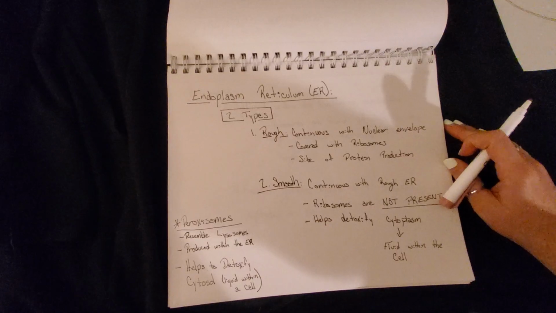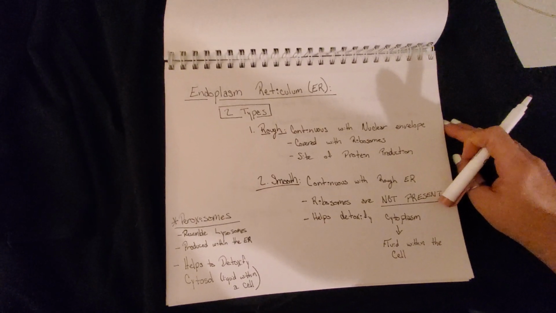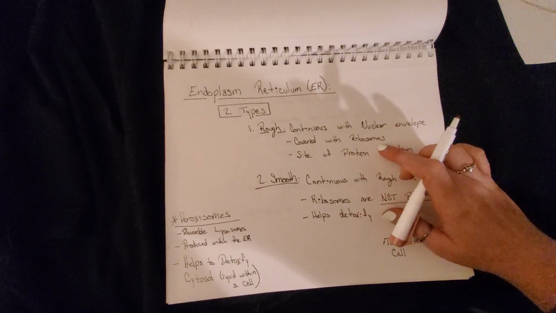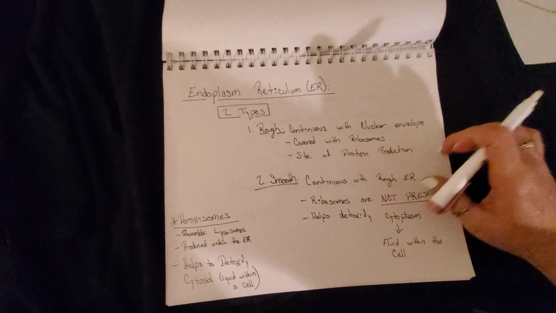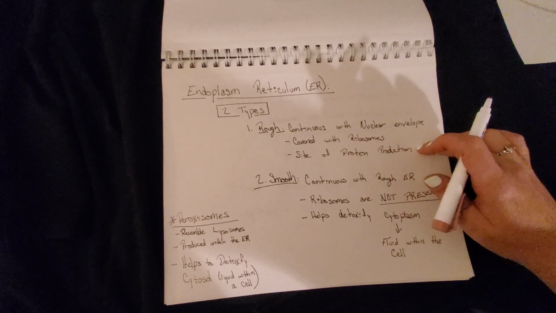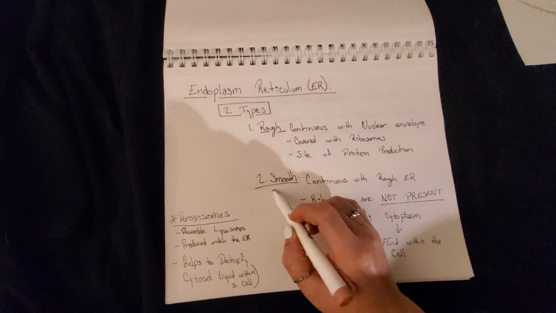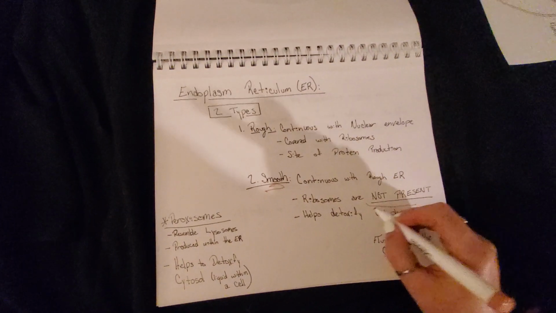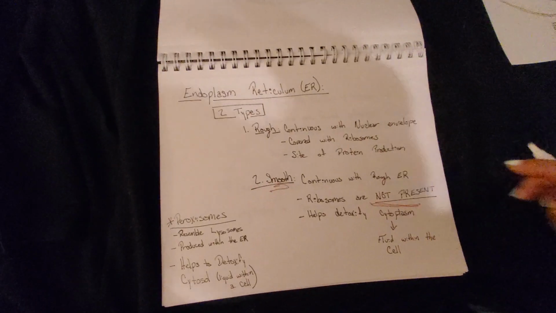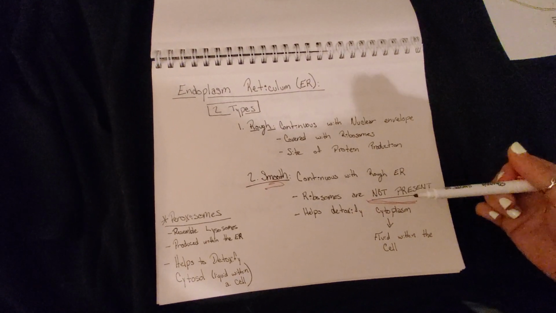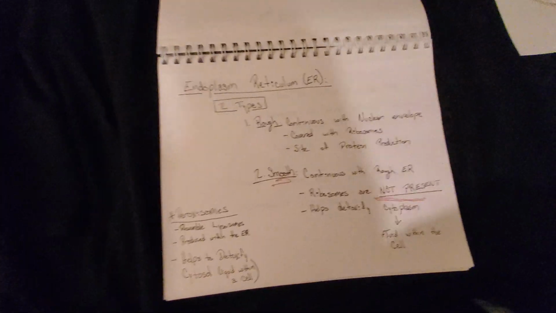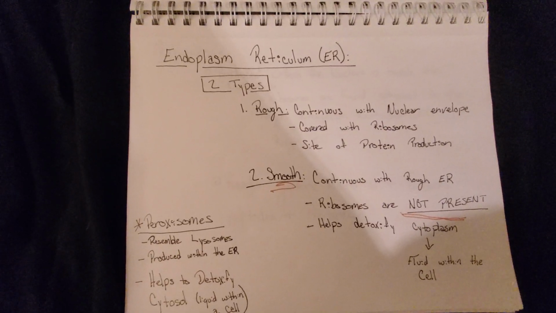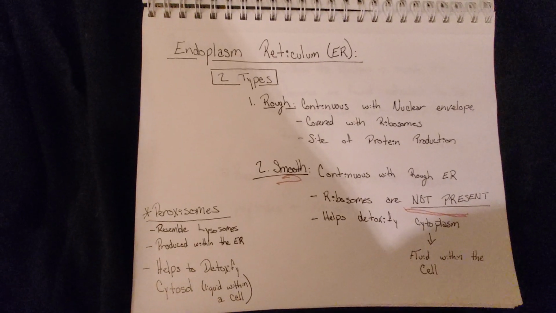Endoplasmic reticulum, or the ER, has two types. The rough ER is covered in ribosomes, and that's why it's called the rough ER. It is the site where protein is produced. Then the smooth ER has no ribosomes. It helps to detoxify the cytoplasm, or the fluid within a cell.